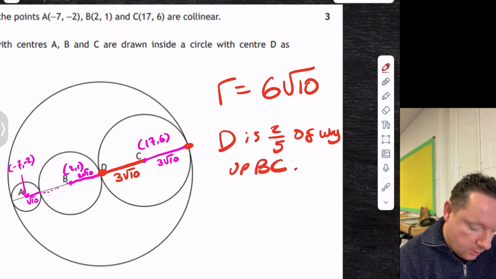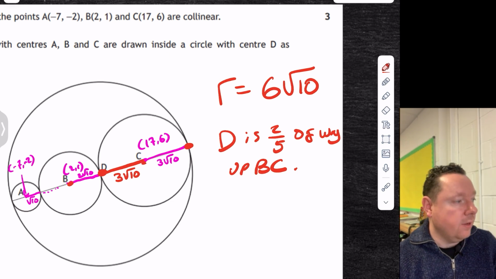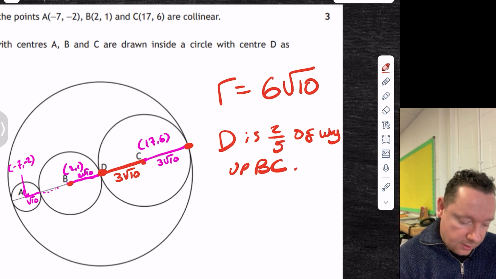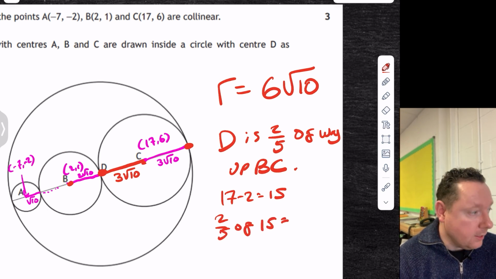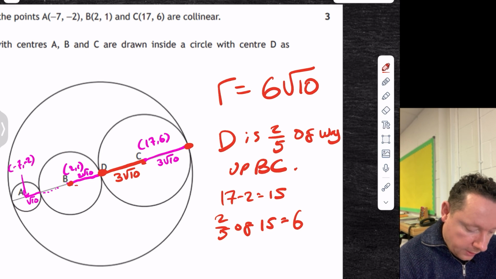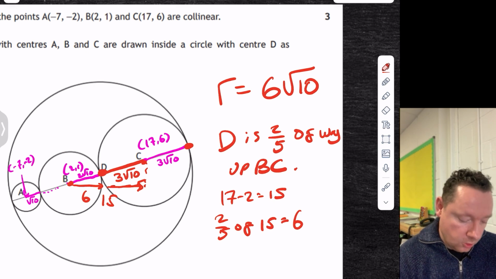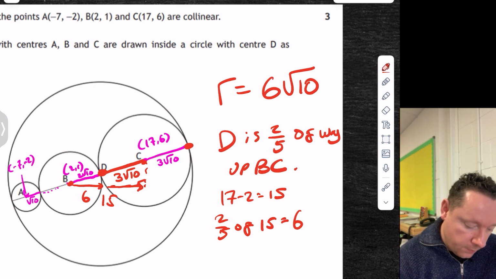Well, it starts at 2 and it ends up at 17. So the difference between 2 and 17 is 15. 17 minus 2 equals 15. 2/5 of 15 is 6. So if we were to draw a kind of right angle triangle here, we know that along the bottom is 15, but it has to go along 6 first and then along another 9 because it's 2/5 of the way along. So 6 plus 2 is 8.